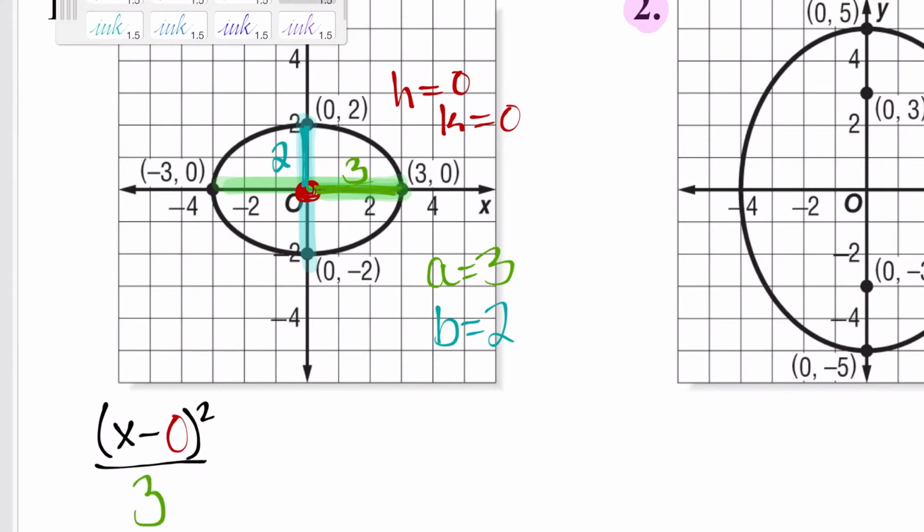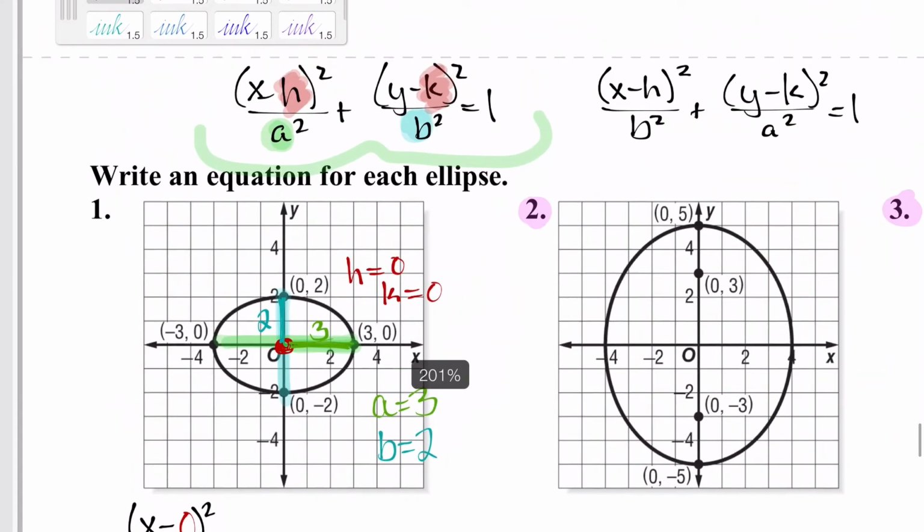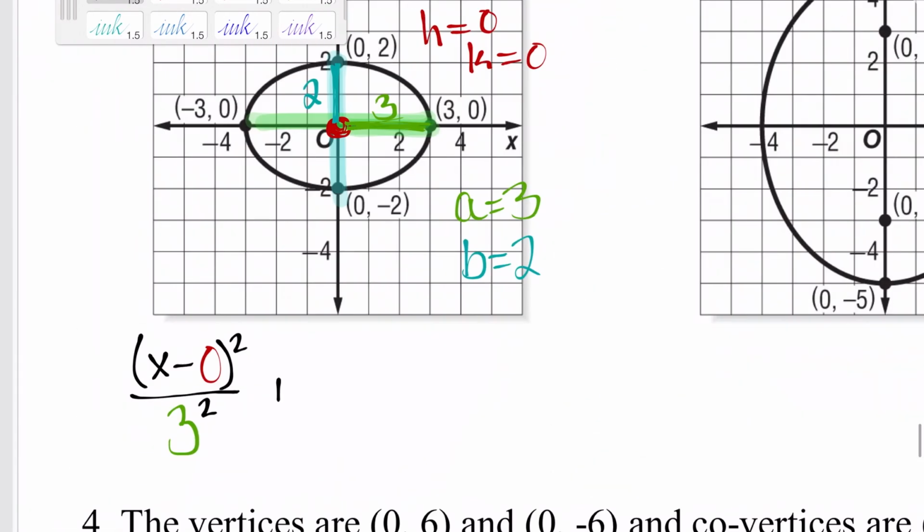Because I was moving along my x-axis, I'm going to put that 3 underneath my x. Remember, that's always going to be squared. That's a part of our formula. And then plus y minus my k value was 0. Again, you don't have to write minus 0. You could just say y squared. That's totally fine. And we went up and down 2.